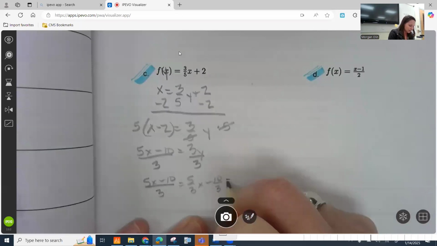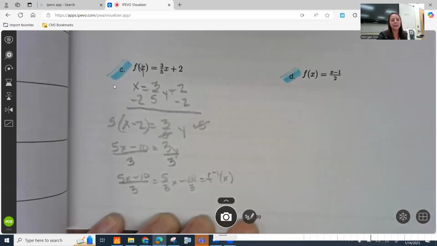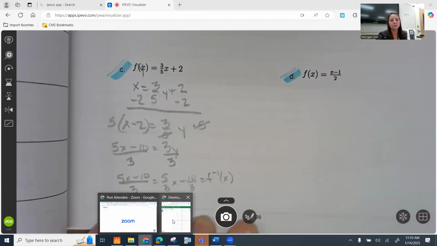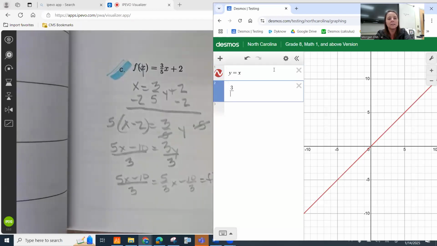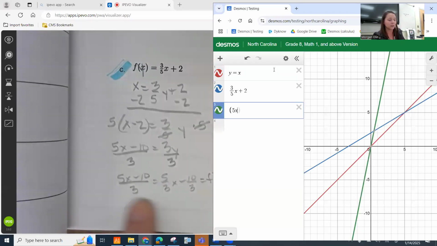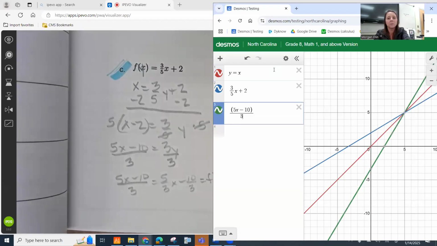And that is, instead of y, I'm just going to put inverse. Again, always check your answer in Desmos. It's a quick check. Put y equals x because that's what it should be a reflection over. This is 3/5 x plus 2 was our original. And my answer, I'm just going to put this one in parentheses, 5x minus 10, and then all of that divided by 3. I know I did it correct.